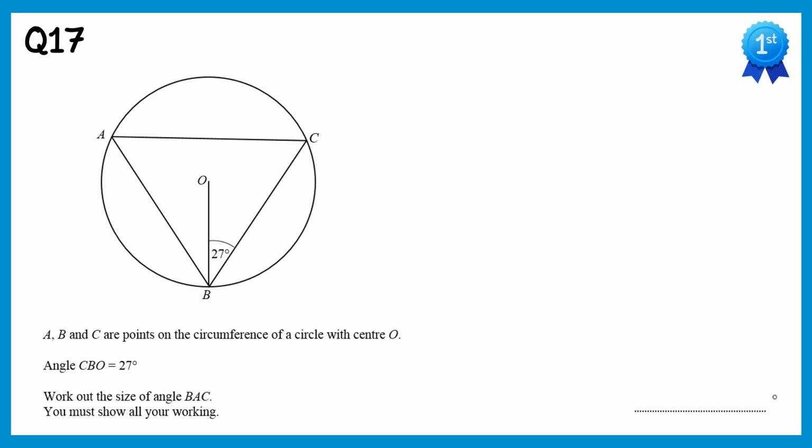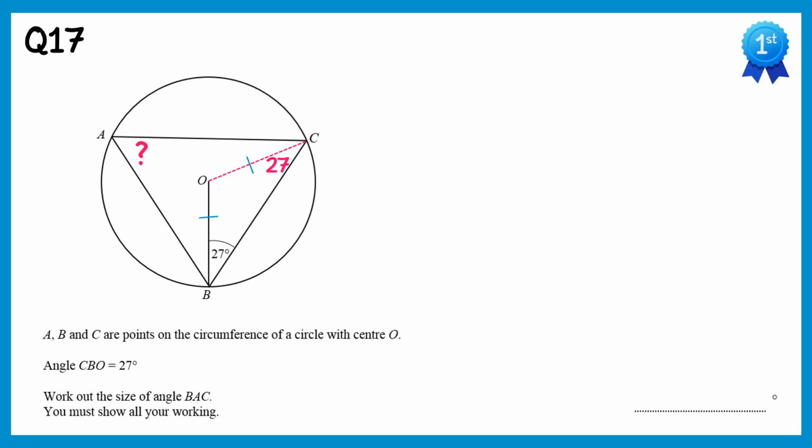We're trying to find the angle BAC, which I've marked with a question mark. To do this, first of all draw on the line OC, which is a radius of the circle. OB is also a radius of the circle, so they're equal in length. This means the triangle BOC is an isosceles triangle, so angle OCB is also 27 degrees.